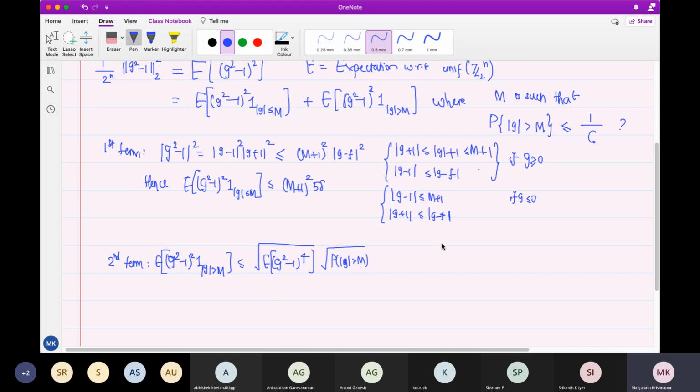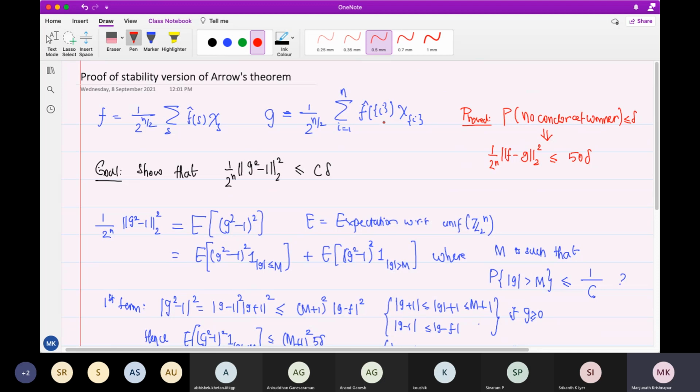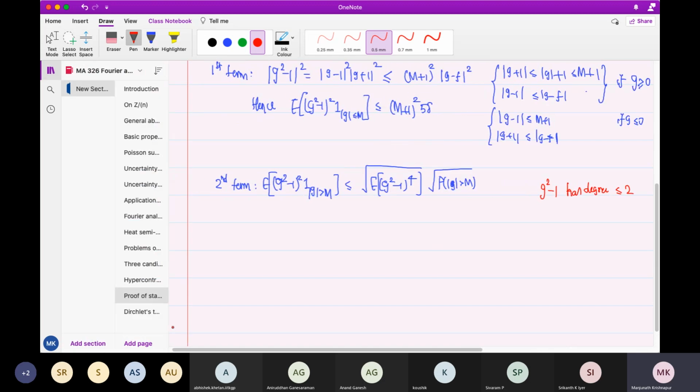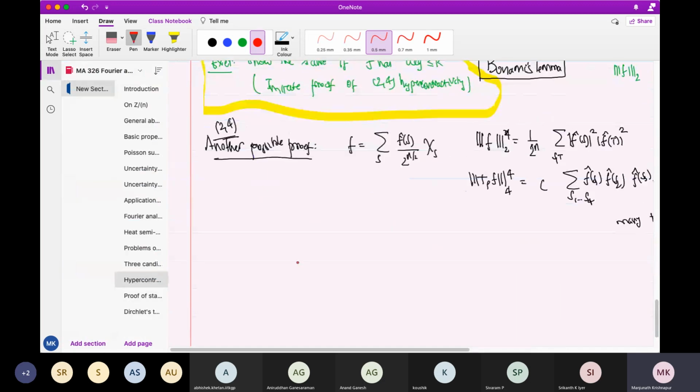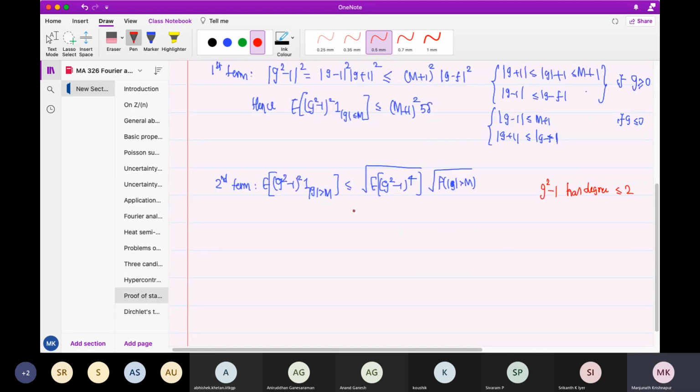Okay, so g square minus 1. You notice that g square minus 1 has degree less than or equal to 2. g uses only degree 1, right? g is of degree 1. g square minus 1 has degree less than or equal to 2. And what does the Bonami lemma tell us? The Bonami lemma tells us that if the degree is at most 2, then the L4 norm is bounded by the L2 norm times 3 power k by 2. Okay, these are the triple norms. So we get that this expectation is the triple norm.